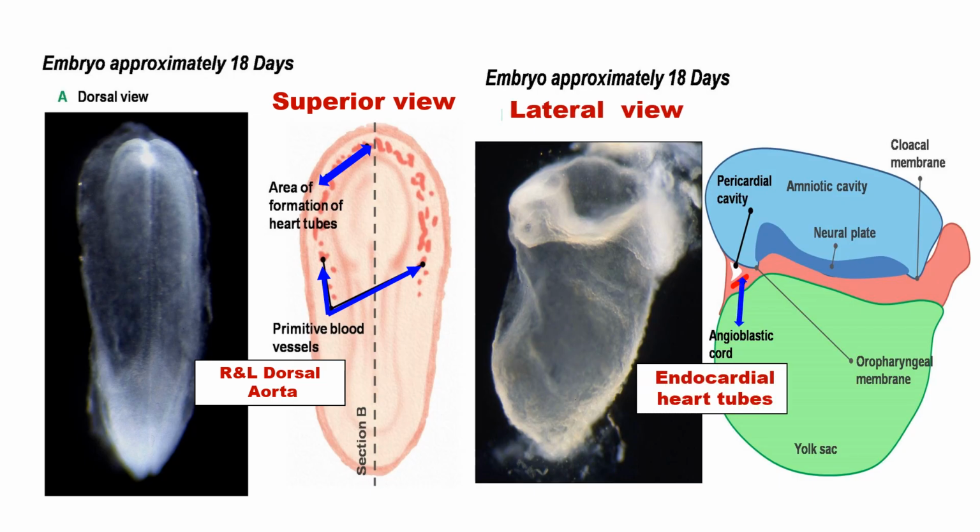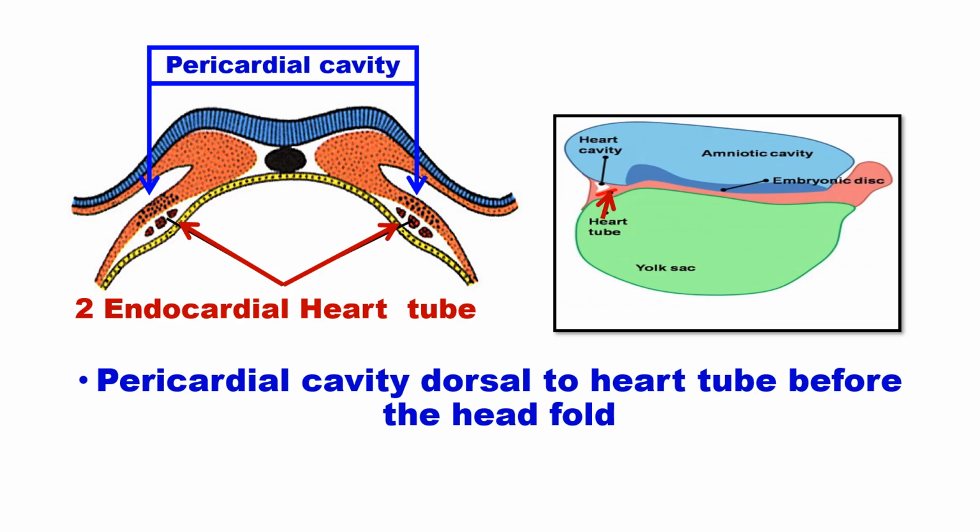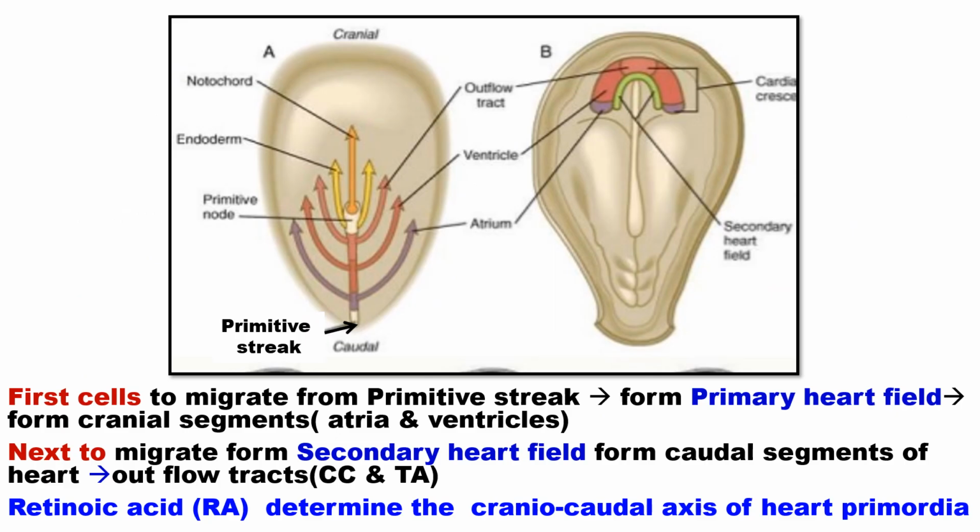Lateral view showing the cardiogenic area and the endocardial heart tubes, rostral to the neural tube and the oropharyngeal membrane, and ventral to the pericardial cavity. The pericardial cavity is dorsal to the heart tube before the head fold or cranial fold.